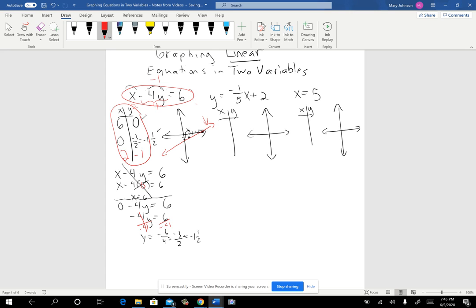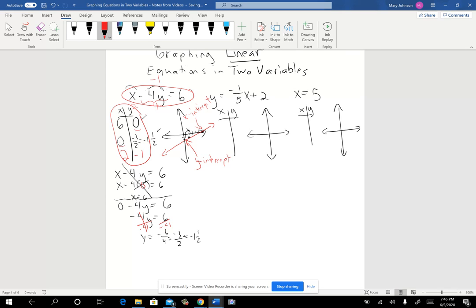When we graph by plotting points and we use 0 for x and 0 for y, those are special points called intercepts. This point right here is on the y-axis, so we call it the y-intercept. And this one here is the x-intercept, because that's where it crosses the x-axis. We're still just plotting points, but some special ones. X and y intercepts turn out to be important features of graphs later, so they're sometimes good ones to use.